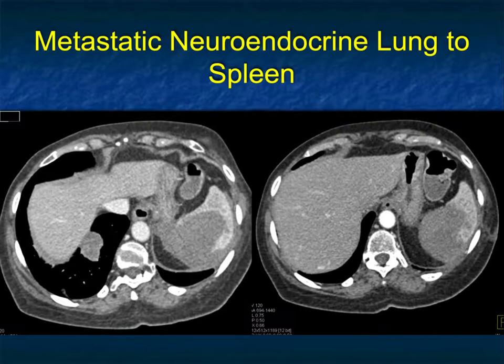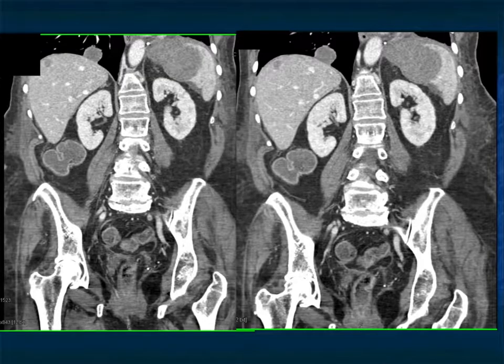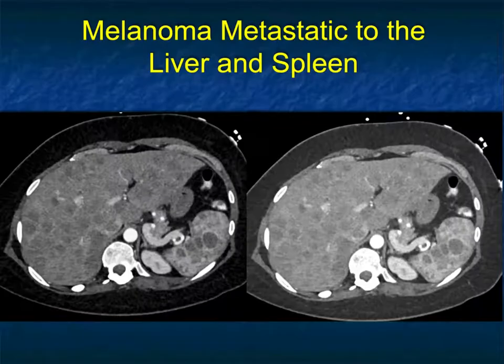Here's an example of neuroendocrine tumor of the lung. You can see masses in the right lower lung, and now mets to the patient's spleen. You can see the extent of the splenic involvement. Melanoma can involve the spleen as well as multiple organs.